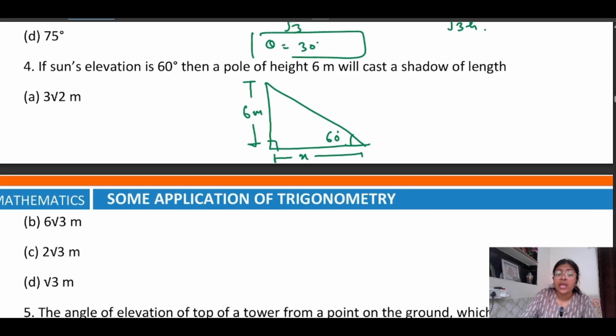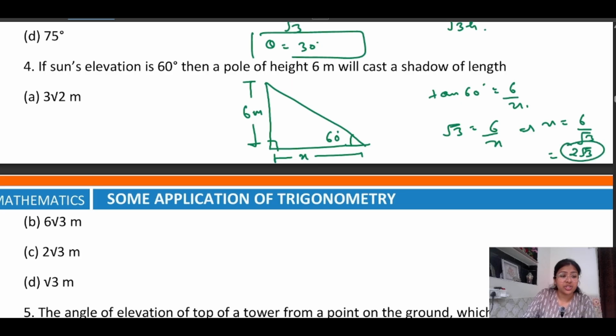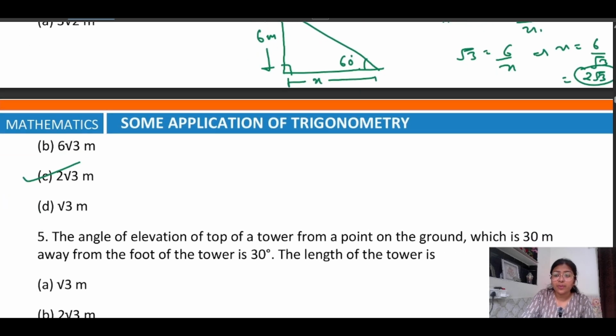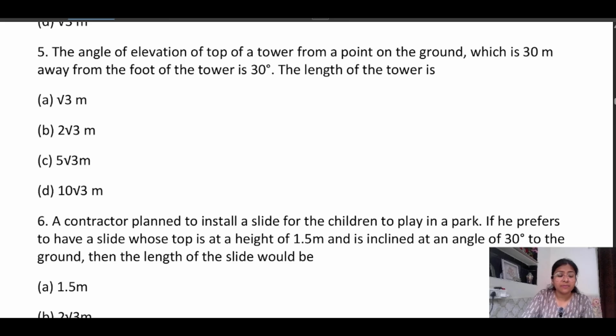हमें क्या निकालनी है? द लेंथ ऑफ द शेडो। ऐसा कौन सा ट्रिग्नोमेट्रिक रेशियो है जिसमें परपेंडिकुलर और बेस यूज हो रहा है? Yes, tan. So tan 60 is equals to 6 over x. Root 3 is equals to 6 over x. So the value of x is 6 over root 3. That is 2 root 3 after doing the rationalization. It means the option C is the correct answer. Okay, now try the next question.